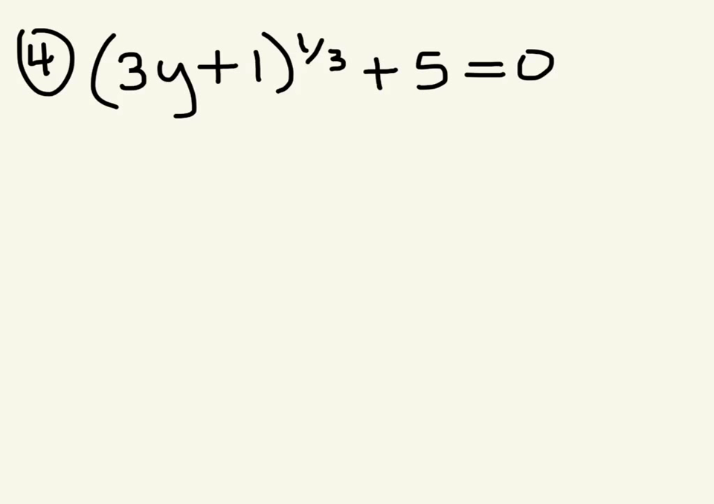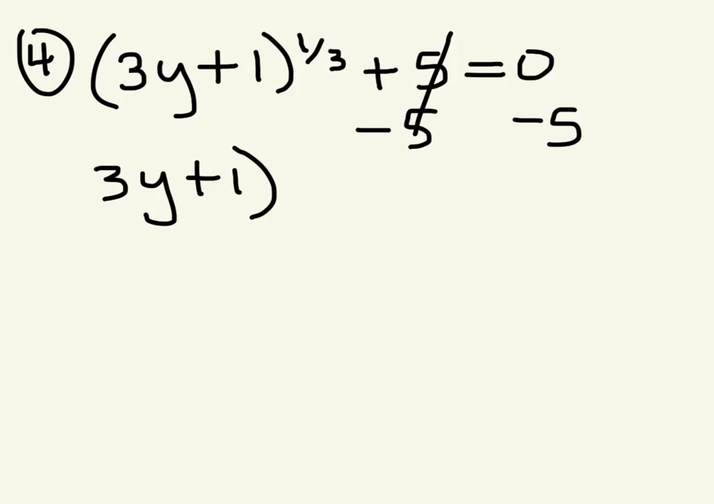But we'll actually leave this in rational exponent form for the convenience of when we want to get rid of it. So our first step in this case is very similar to any old radical expression or radical equation. We want to isolate the radical part. So what I'm going to do is subtract 5 from both sides, isolating my 3y plus 1, all raised to the 1/3, set equal to negative 5.